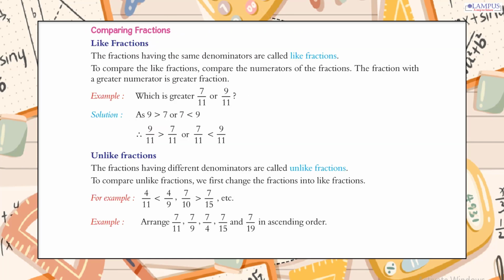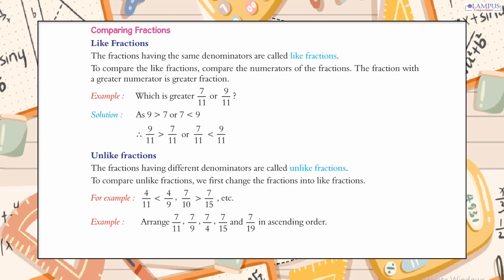Comparing fractions. Like fractions. The fractions having the same denominators are called like fractions. To compare the like fractions, compare the numerators of the fractions. The fraction with a greater numerator is the greater fraction. Example. Which is greater, 7 by 11 or 9 by 11? Solution. As 9 is greater than 7 or 7 is less than 9, therefore, 9 by 11 is greater than 7 by 11, or 7 by 11 is less than 9 by 11.